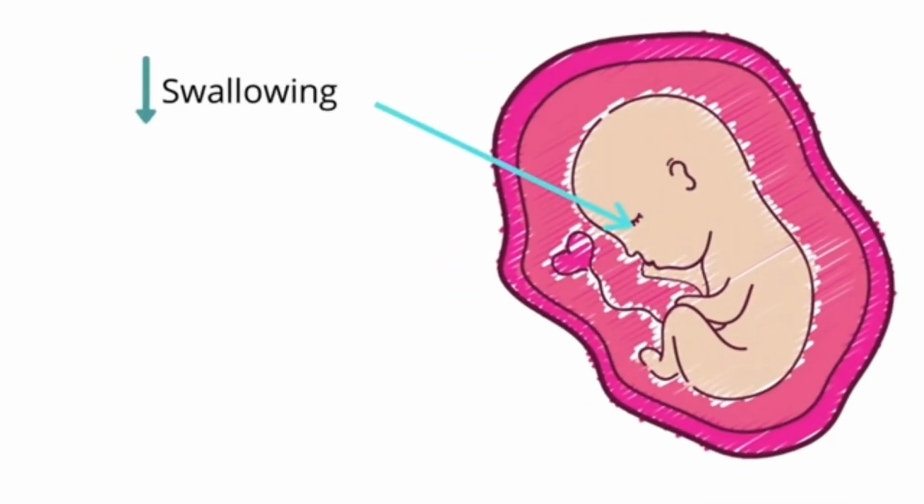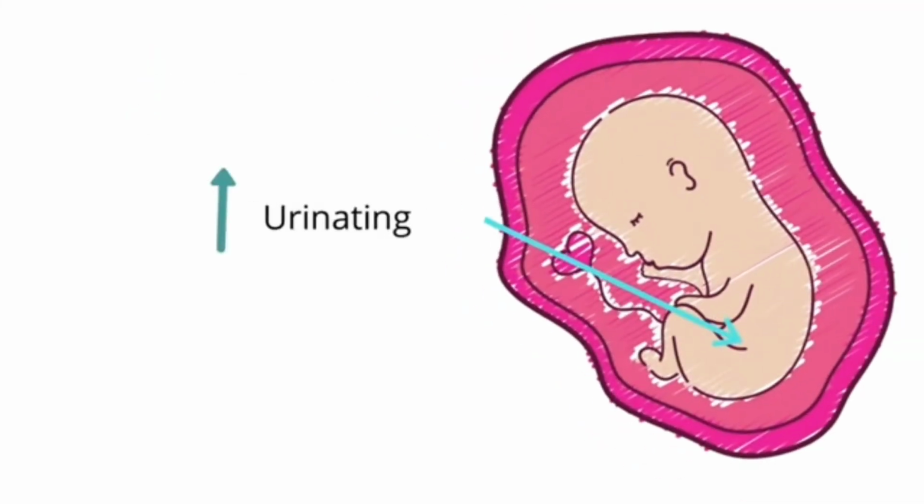Swallowing causes the amniotic fluid to leave the amniotic sac and enter the fetus, so swallowing decreases the amniotic fluid. However, urinating does the opposite. Urinating adds to the amniotic fluid. Some people even say the amniotic fluid is basically just a sack of the baby's pee. So more urination equals more amniotic fluid.